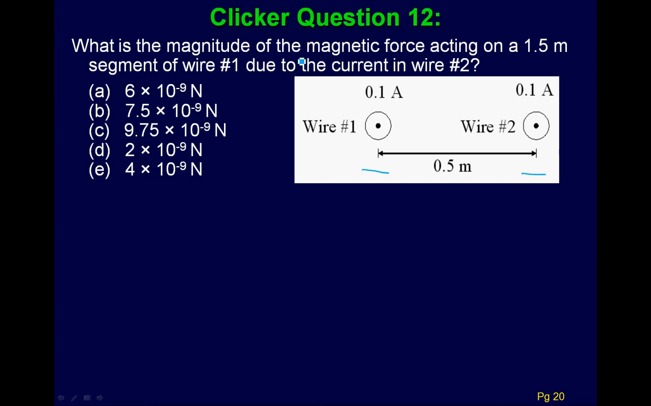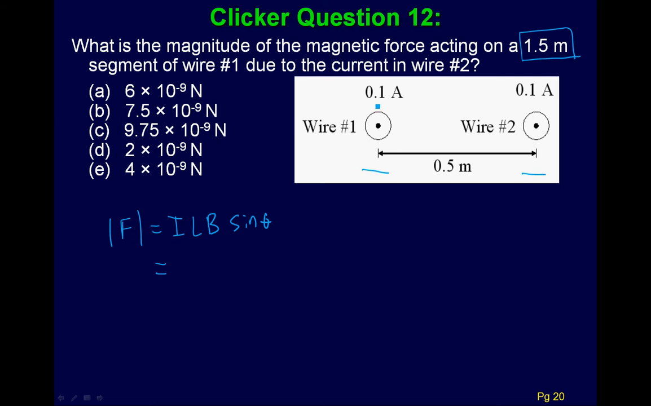And the question is, what's the magnitude of the magnetic force acting on a 1.5 meter segment of wire number 1 due to the current in wire 2? Okay, and so we do it this way. To find the magnitude of the force on a wire with a current in it, we use this, the force law, F = ILB sine theta.